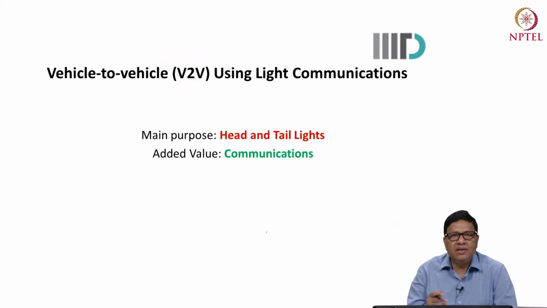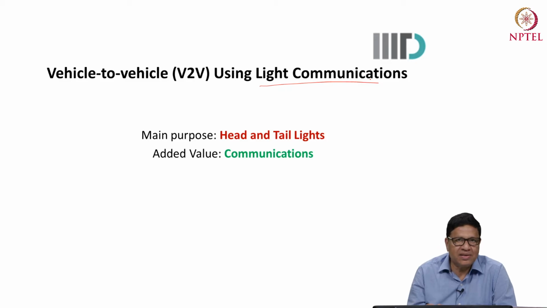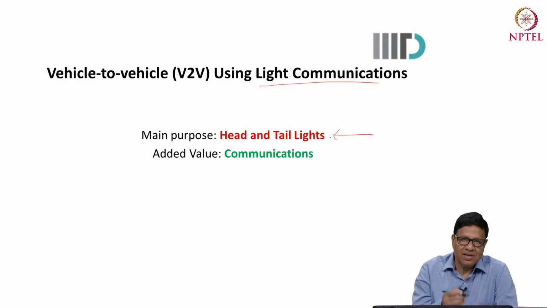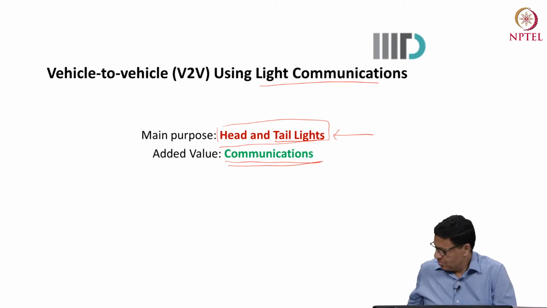So now let us see another mode of communication between vehicles. Here we will discuss how the system performs if you use light, the headlight and the tail lights of the vehicle. The main purpose of the headlight is illuminating the road, and the tail light is just to tell other vehicles about your position. So they have different purposes, but we want to exploit this head and tail light infrastructure, which is already there in the car, for communications. So this is what we want to explore here.